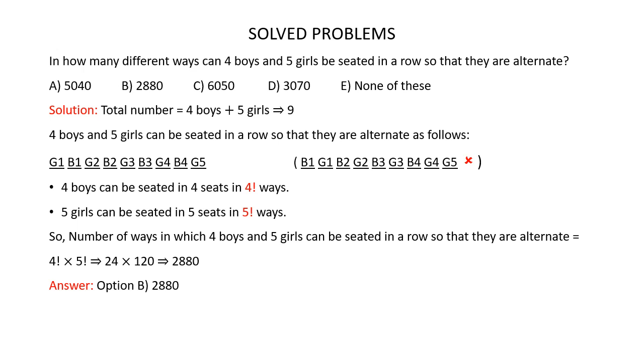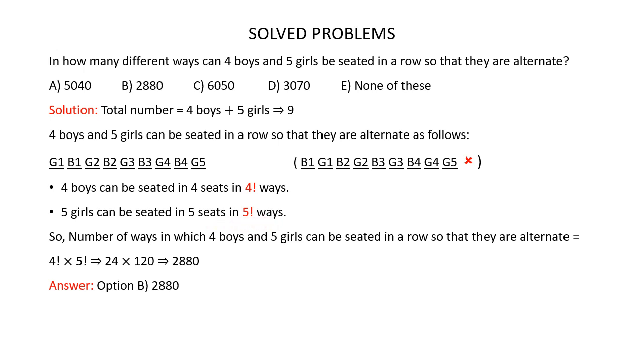Now, we are asked to find in how many different ways the four boys and five girls can be seated in a row so that they are alternate. Now, four boys can be seated in four seats in four factorial ways, and five girls can be seated in five seats in five factorial ways.